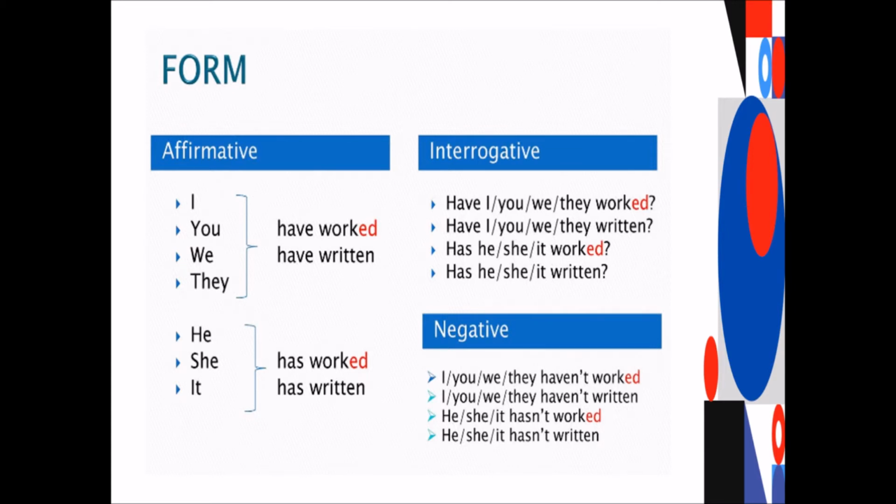Okay? For the negative sentences, we just have to place the word not after have or has, or we also have the contracted form, that is haven't or hasn't. Let's see the examples. I, you, we, they haven't worked. I, you, we, they haven't written. All right? He, she, it hasn't worked. He, she, it hasn't written. Okay? So this is how you have to form the present perfect.